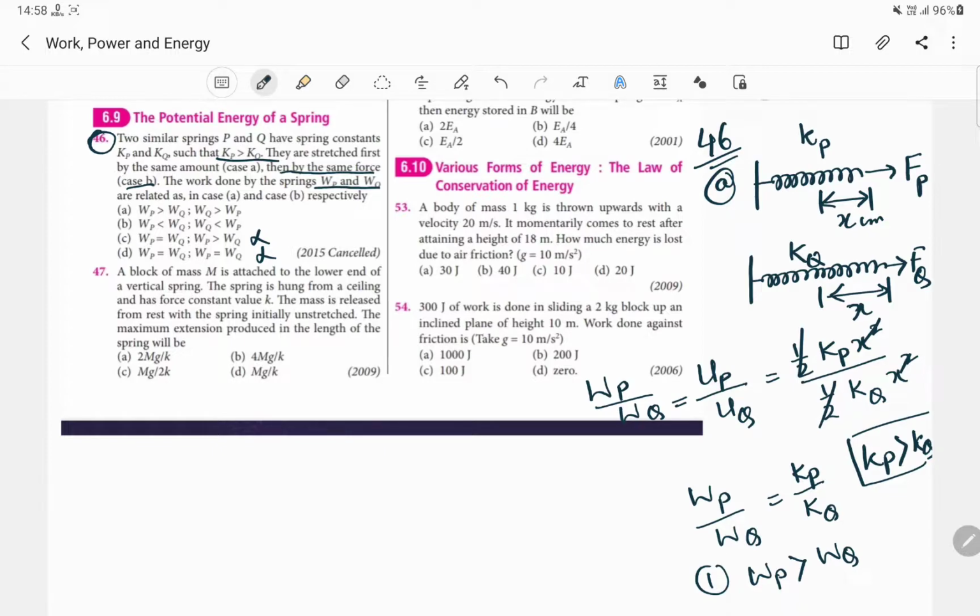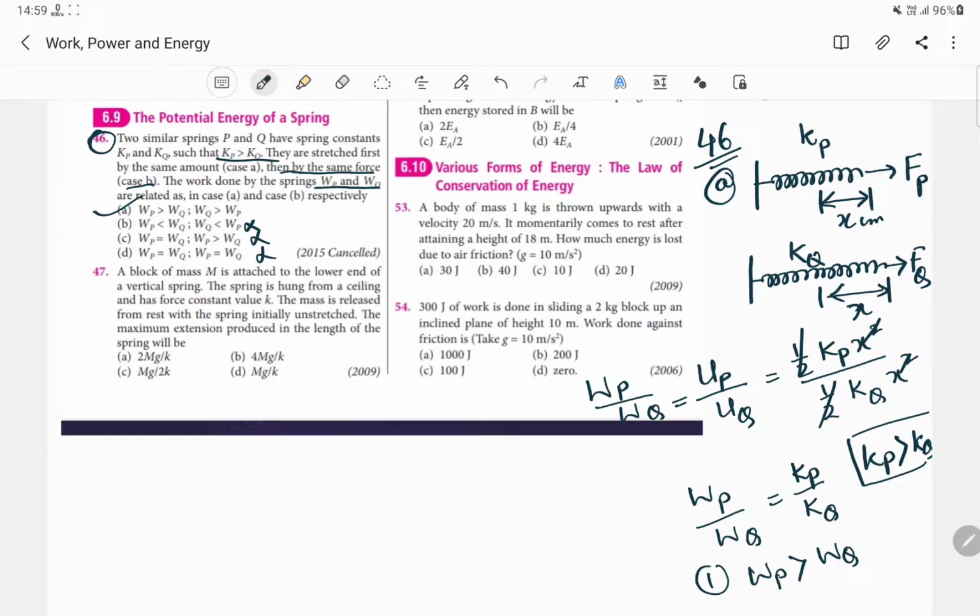Therefore we can eliminate option C and option D. What about option B? If we look at option B, it is written that the work done in P is less than the work done in Q, which is also contradictory to our calculation. Therefore this can also be eliminated, and without even calculating case B, we can conclude our answer to be option A.